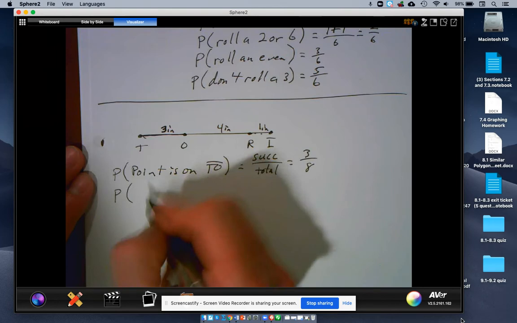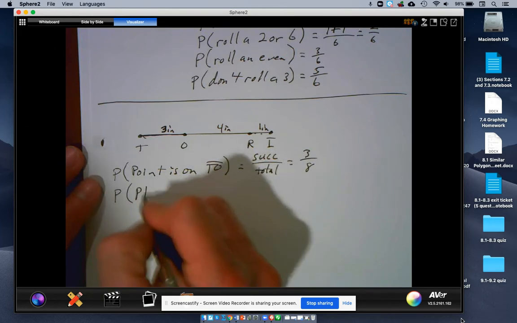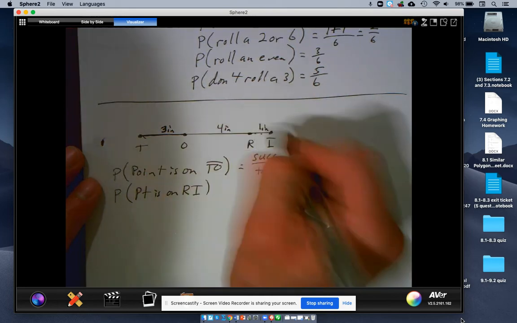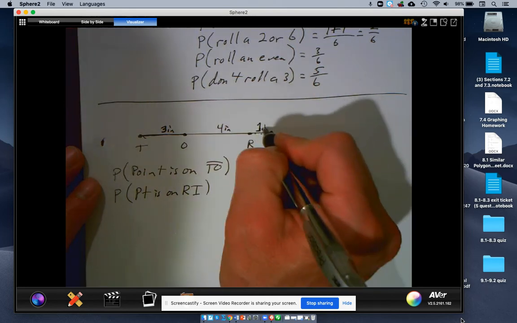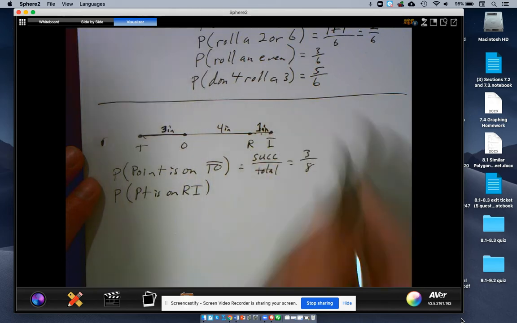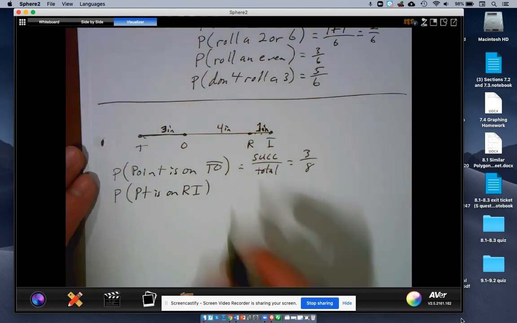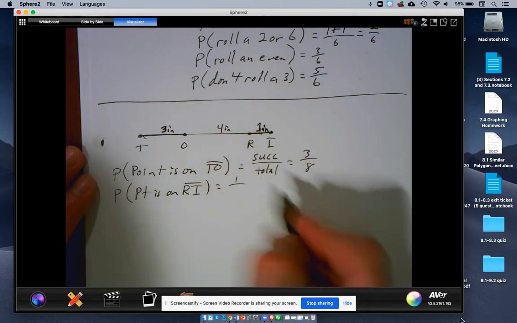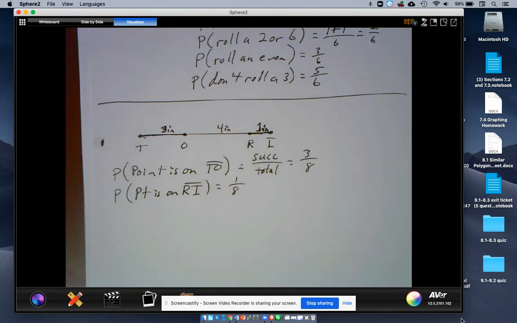Let's do another one. Probability that point is on, let's go RI. Okay, so 3, 4, and 1. That's supposed to be in inches there. Point is on RI, segment RI. So RI is here. I have 1 inch of success out of the total 8 inches. That's how you do those problems.